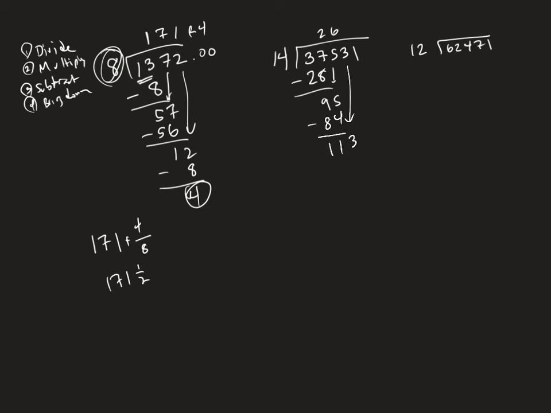I believe 14 will go into that 8 times. 8 times that is 112. Bring down the 1. 14 goes into 11 0 times. So we're done because we don't have anything else to bring down. 0 times 14 is 0. Subtract 11 minus 0. And my remainder is 11. So my answer here will be 2,680 and 11/14.